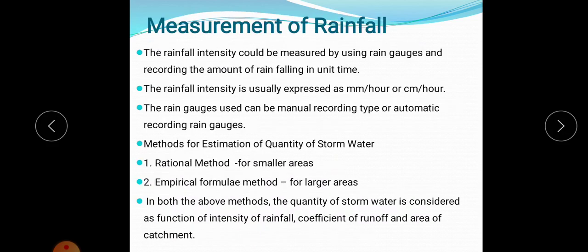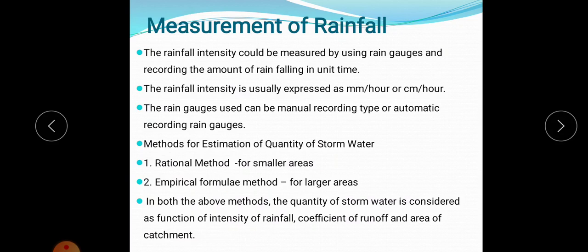Next is measurement of rainfall. The rainfall intensity can be measured by using rain gauges, which you have studied in hydrology, recording the amount of rain falling in unit time. The rainfall intensity is usually expressed in mm per hour or centimeter per hour. The rain gauges used can be the manual recording type or the automatic recording type.